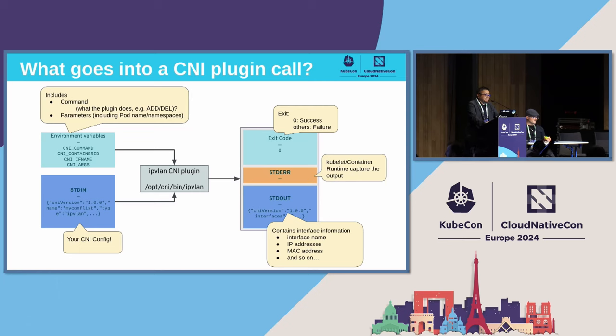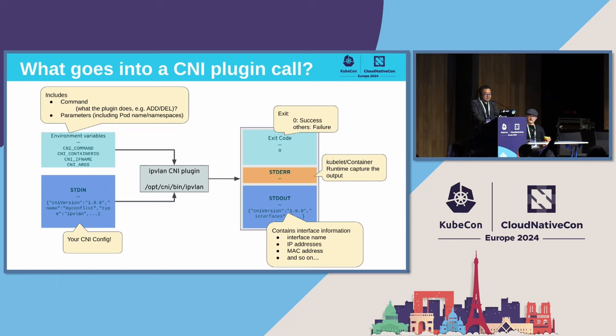These path-based parameters are provided in the environment variables. And then next is the standard input. Standard input contains your real CNI config. If you provide the conflist file under /etc/cni/net.d, then this file's contents go to the standard input. And then ipvlan will do the job for you.